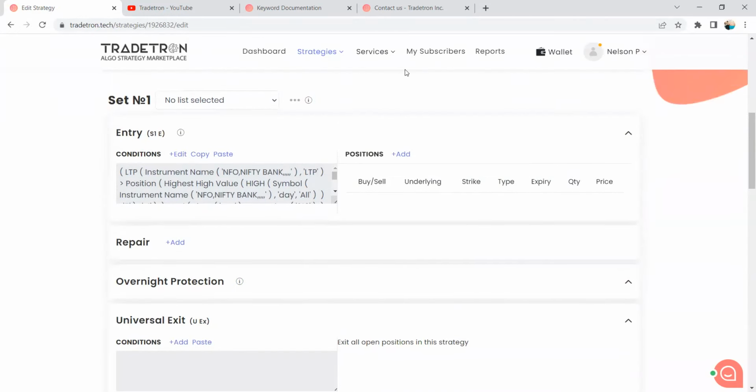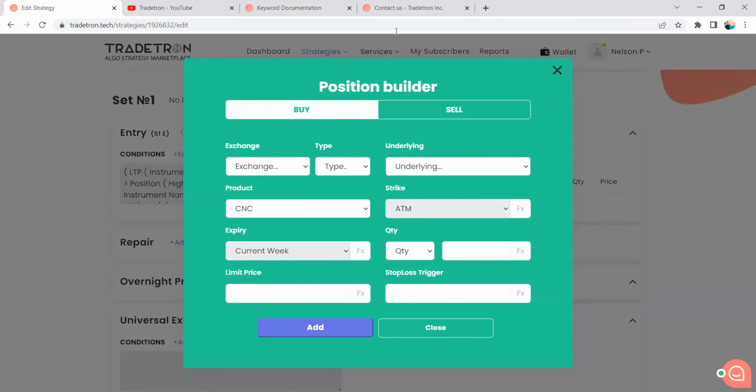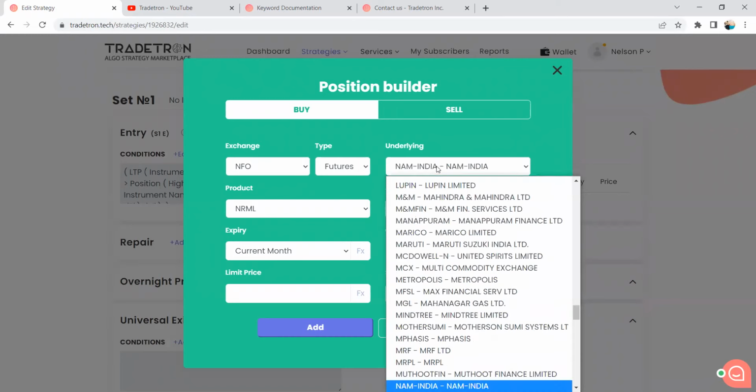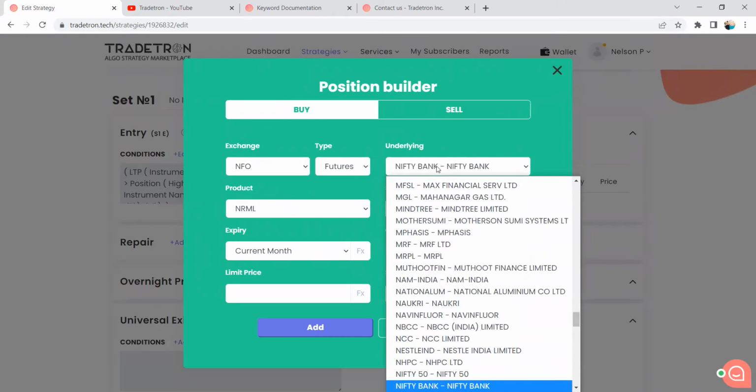Next we will put the position that we want to buy, right? For example, based on the entry condition, what we want to do is buy, say, a future of Bank Nifty. So NFO futures. You can also buy a call option or put option and then select the strike according to that. But for now, we will select futures. So futures of Nifty Bank.